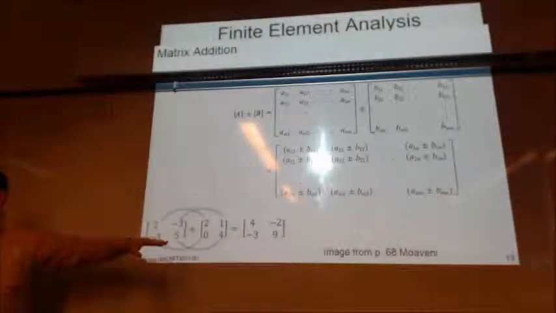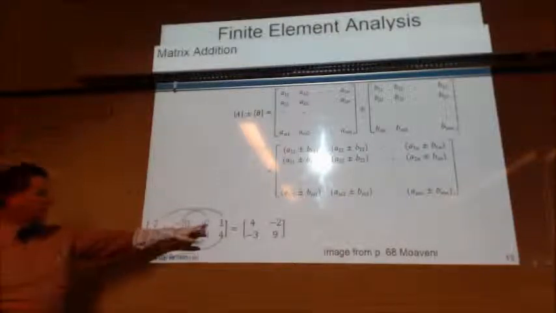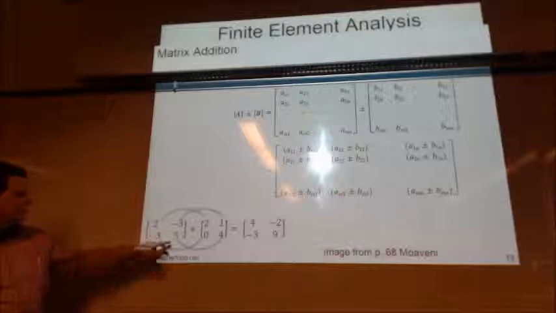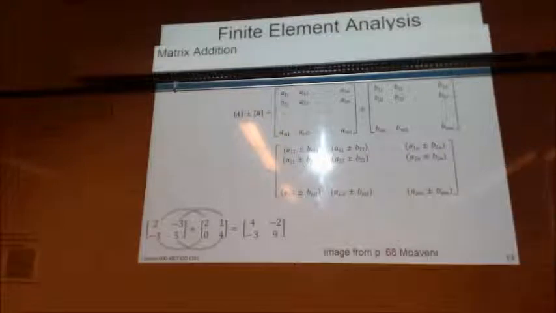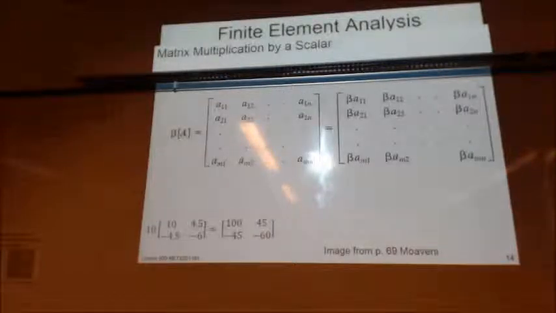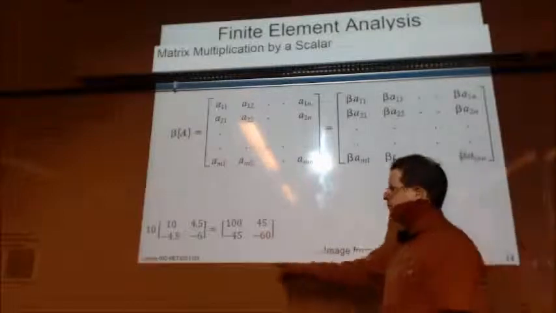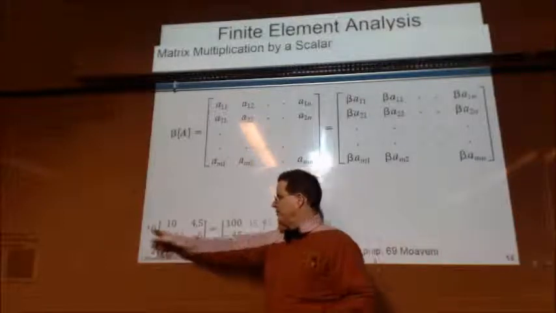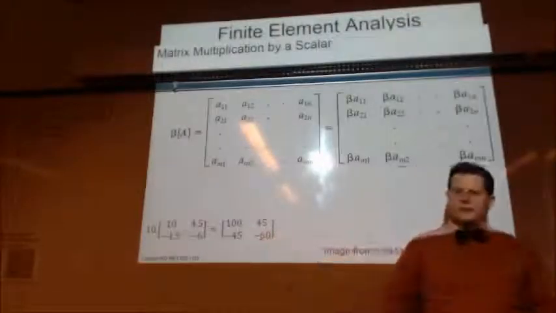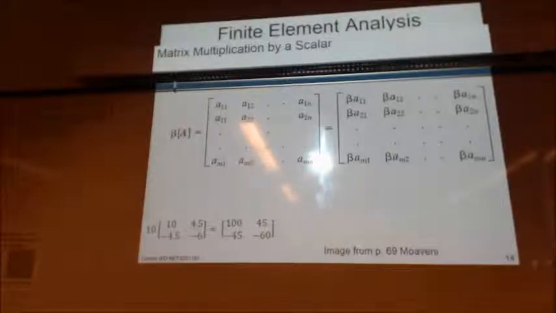And so again, we're doing like our vector addition: 2 plus 2, minus 3 plus 1, minus 3, 0, 5, and 4. Okay, and then just the general form depicted there. We can also do scalars with matrices. So 10 times 10, 10 times 4.5, 10 times minus 4.5, 10 times minus 6, and we get whatever's going on there.